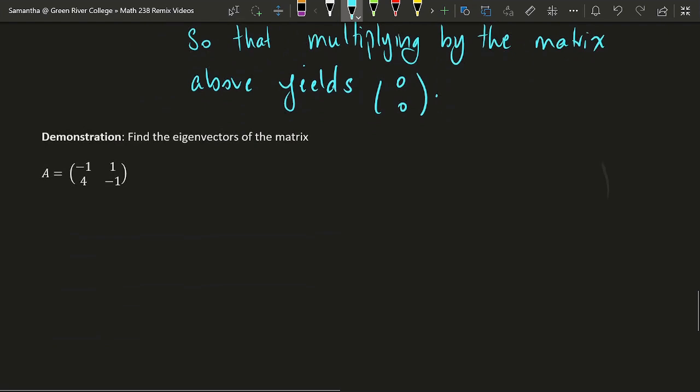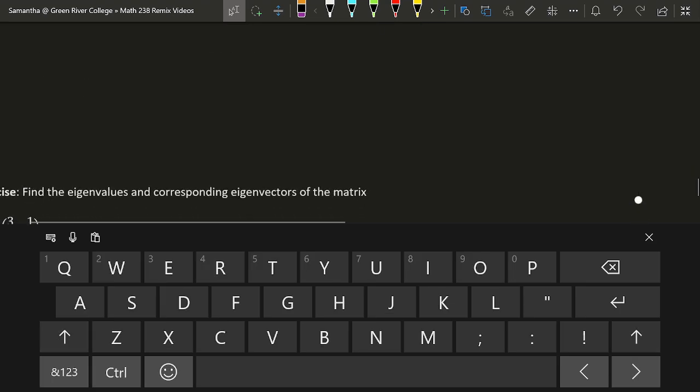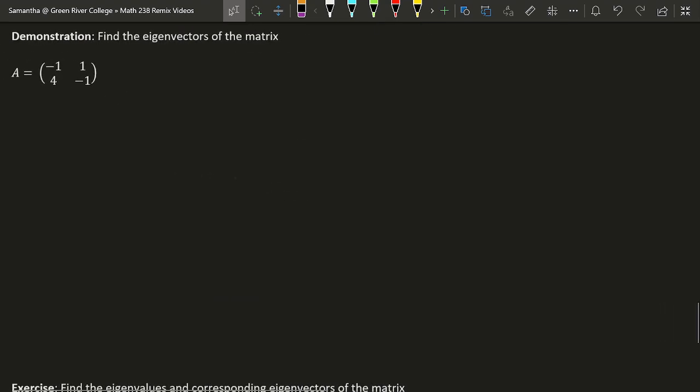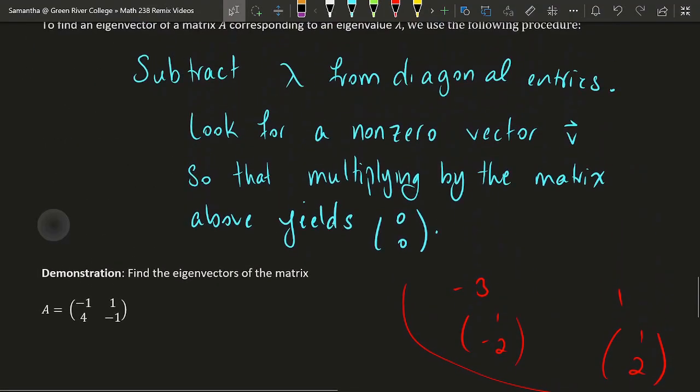Let's return for a moment to this matrix negative 1, 1, 4, negative 1. In yesterday's video, we showed that this matrix had eigenvalues negative 3 and 1. The eigenvalue -3 corresponded to the eigenvector 1, -2. Similarly, we found that the eigenvalue of 1 had a corresponding eigenvector of 1, 2. Now let's see if we can get these results using the procedure written in blue above.